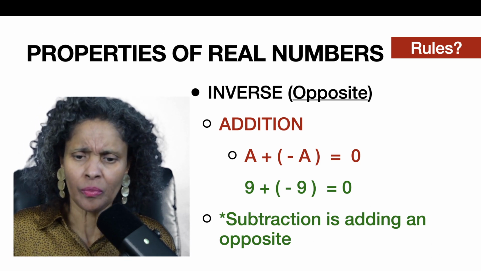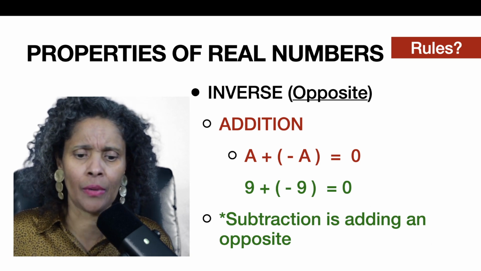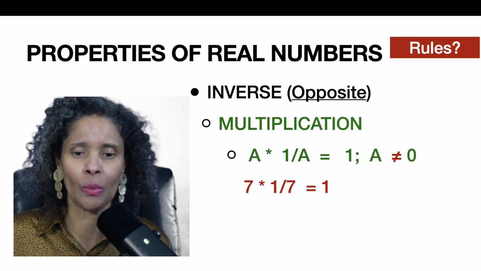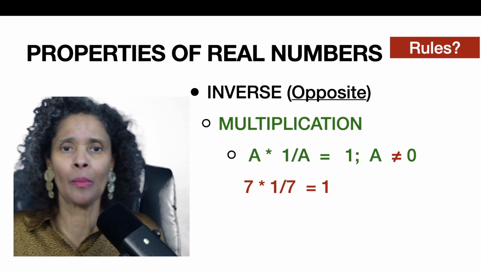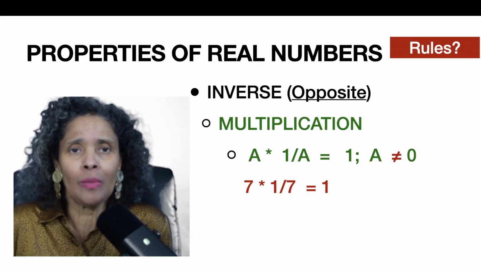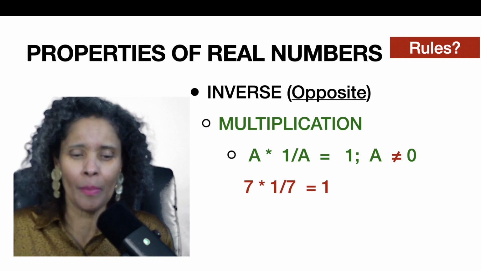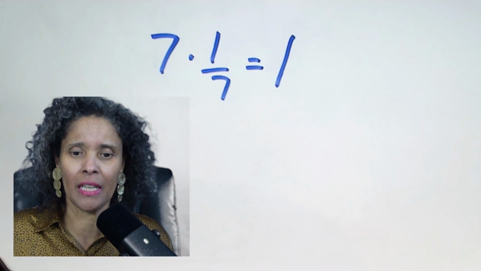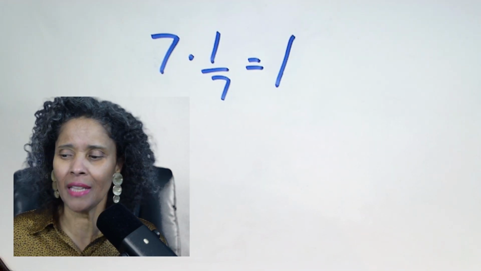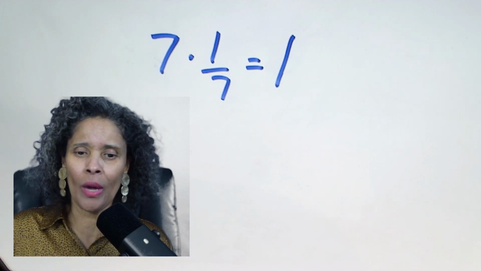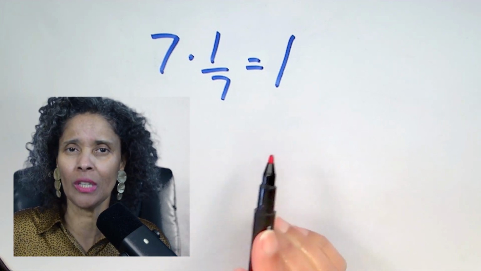So let's think about the inverse property as it relates to multiplication. When it comes to multiplication, let's say you have a number A, or like the number 7. If I multiply 7 times 1 over 7, I'm going to be at 1. Let's take a look at this example right here. Say I have the number 7, and I'm going to multiply that times 1 over 7.